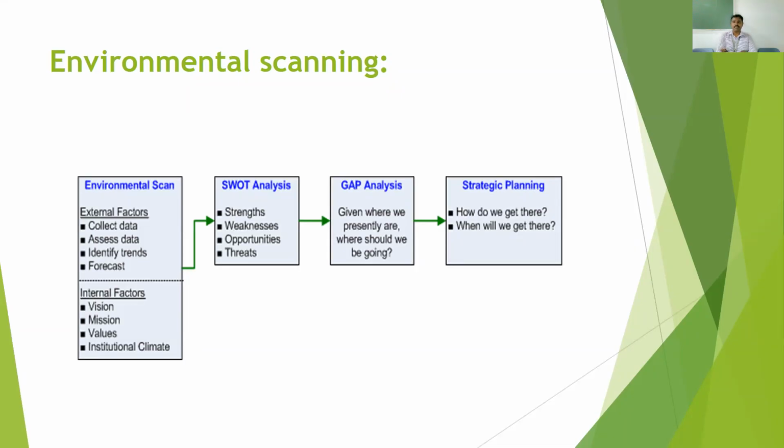Then strategic planning. That means a plan about how do we get there and when will we get there. If you want to go somewhere, that is your objective. If you want to focus on that, how you are going to get things done, and to what extent or at what time you will get there. That is called how do we get there and when will we get there. That is called strategic planning. So here you have to plan properly in order to achieve that particular objective, and how you are going to achieve it and when you are going to achieve it. That is very important.